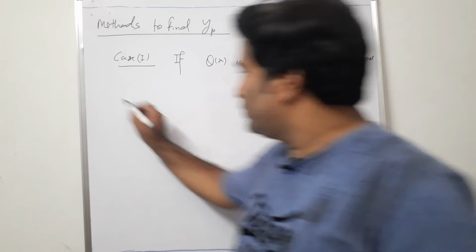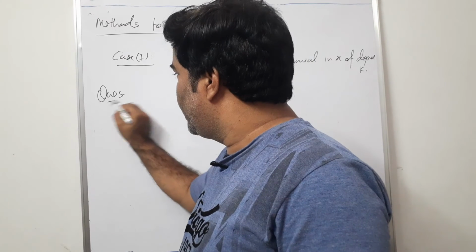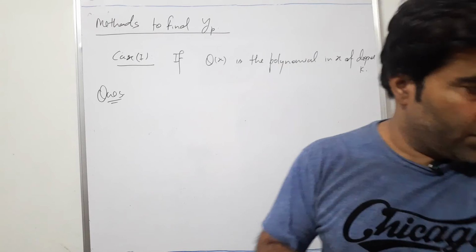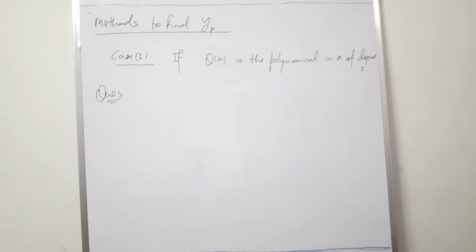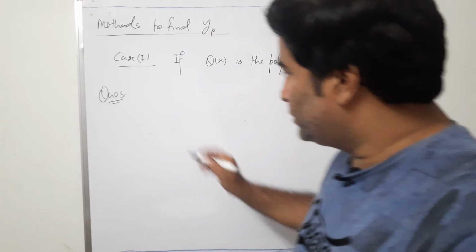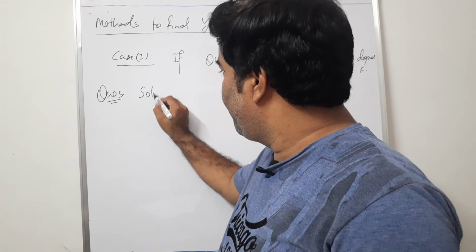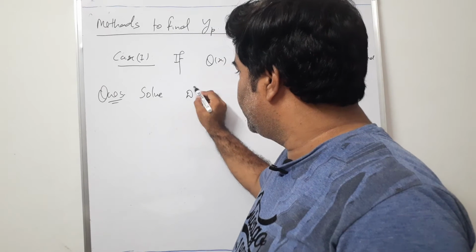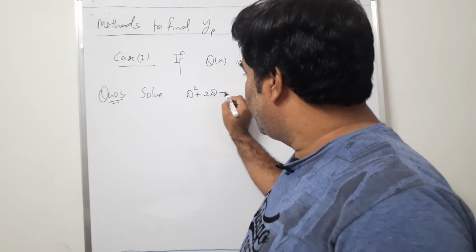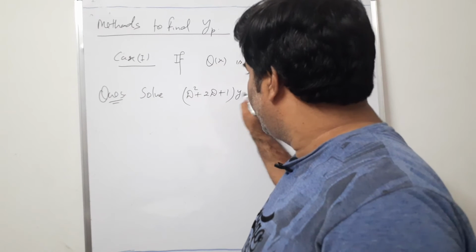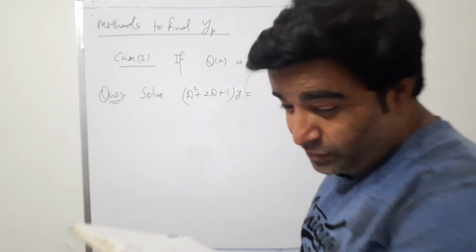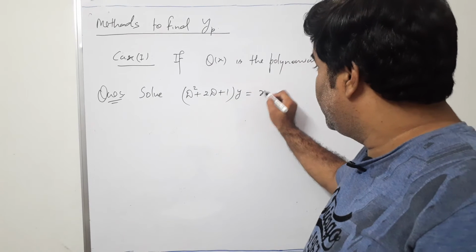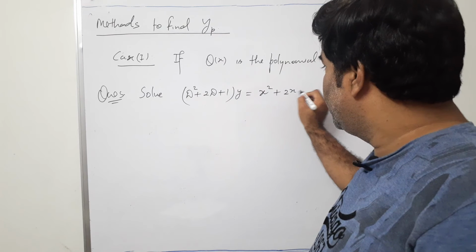Directly we solve some questions related to this case. We have some questions on this case. First question is, solve the differential equation. The differential equation is (D^2 + 2D + 1) y is equal to x^2 + 2x.